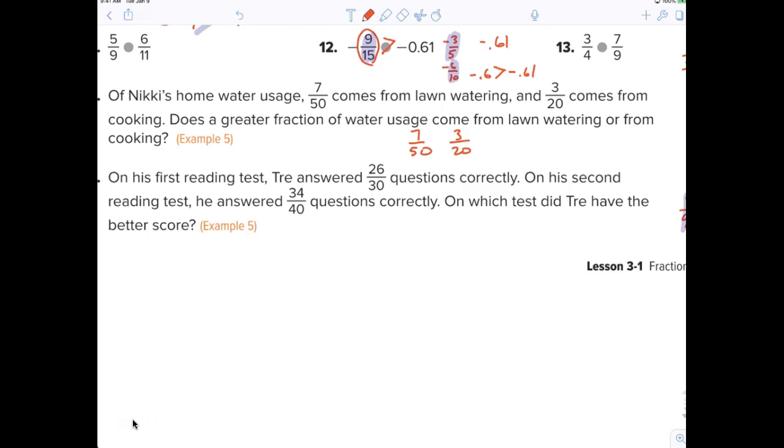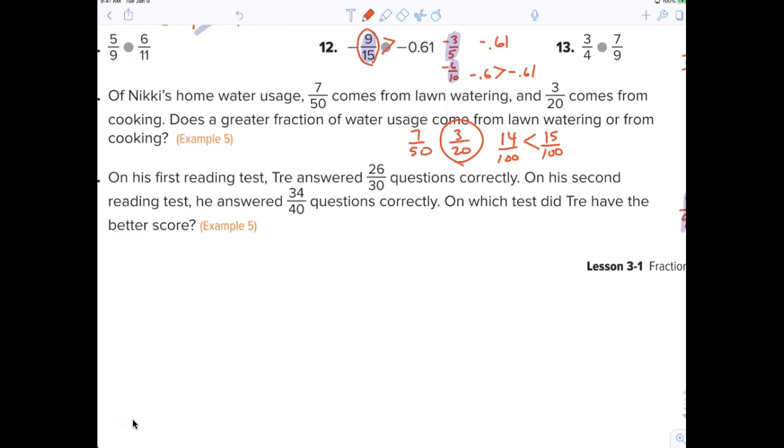Why is that? Because if you multiply 20 by 5, it's 100. 20 times 5 is 100, so 3 times 5 is 15. And then 50 times 2 is 100. So 7 times 2 is 14. I'm very proud of you, girl. There you go. So 3/20ths is greater. Thank you. That was really smart.